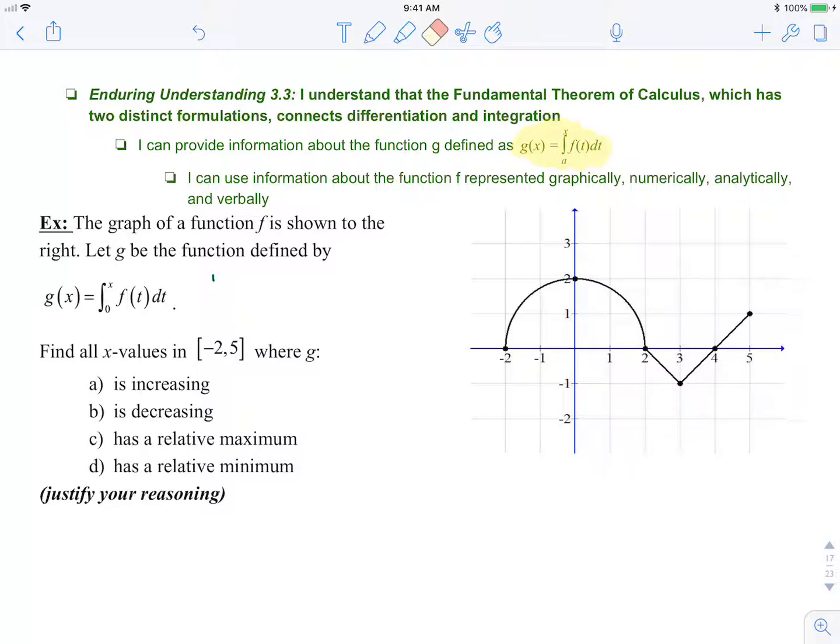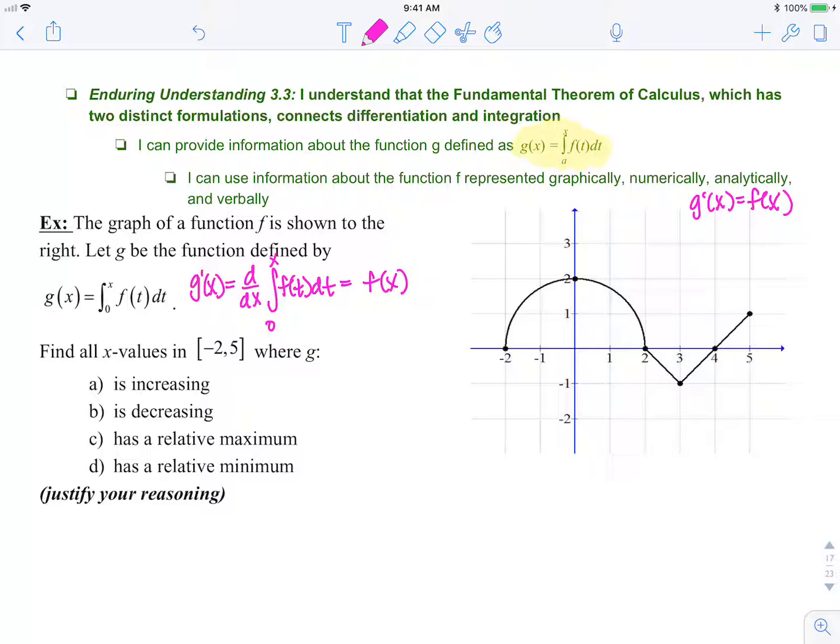So if we're looking for intervals of increase or decrease, we should first focus on the derivative. So g prime of x equals the derivative with respect to x of this definite integral, and using FTC part 2, that is f of x. So g prime of x equals f of x, which is this graph.